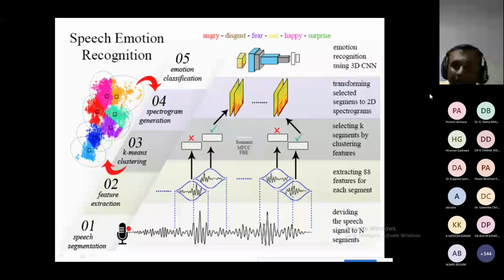That means it will identify what it is mapping to, whether angry, disgust, fear, sad, happy, or surprise, through which we can say a person will get a shock. All of this will be categorized through a proper training model. Then emotional classification comes in. Then this is compared with the 3D CNN. CNN means convolutional neural network system. Then we get the output result.